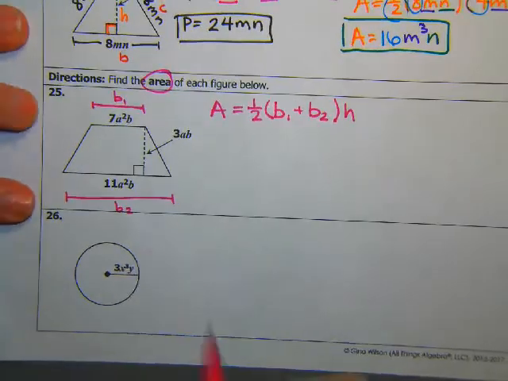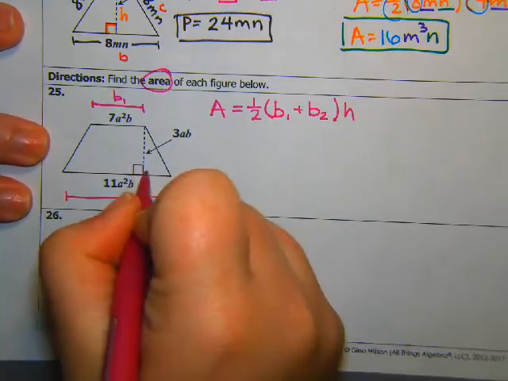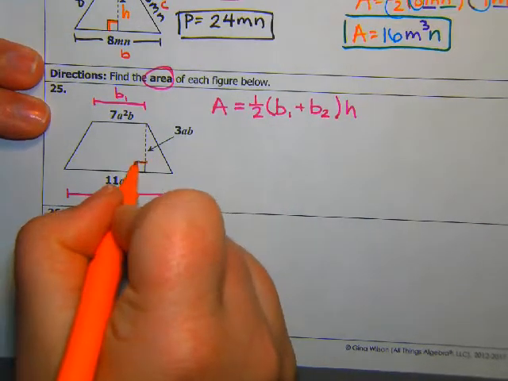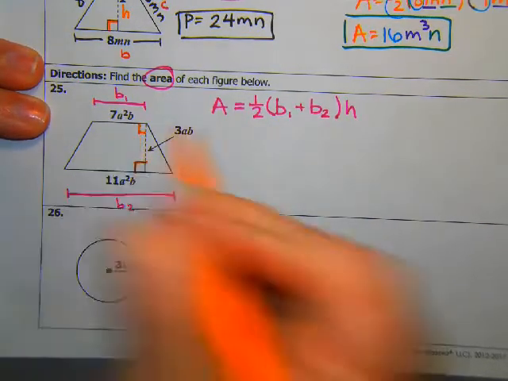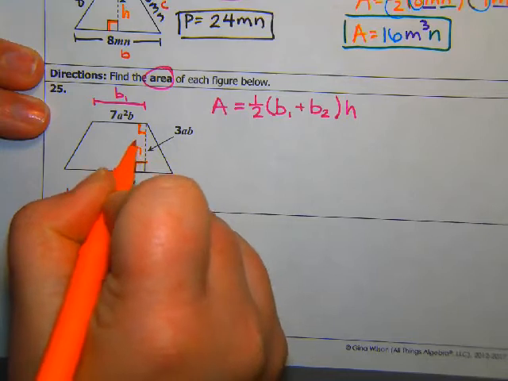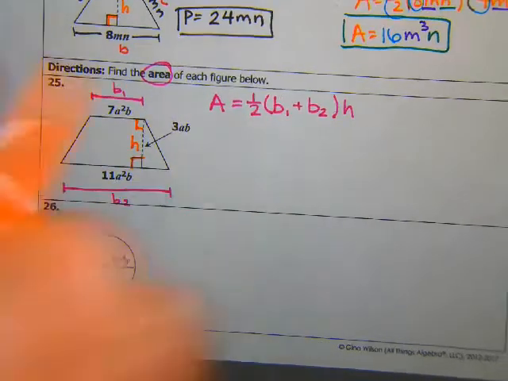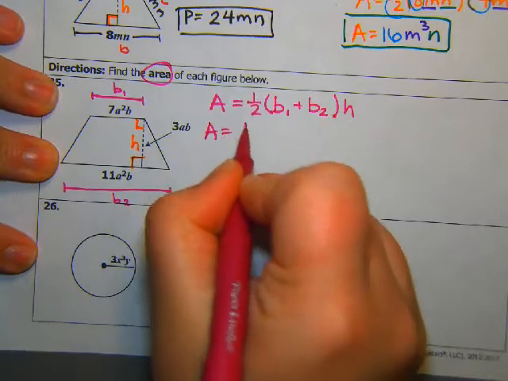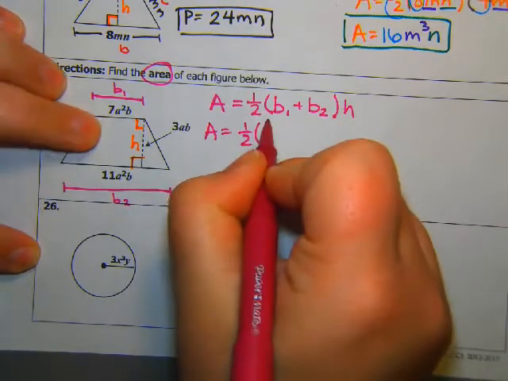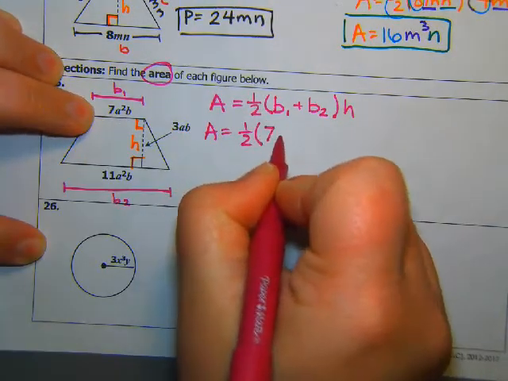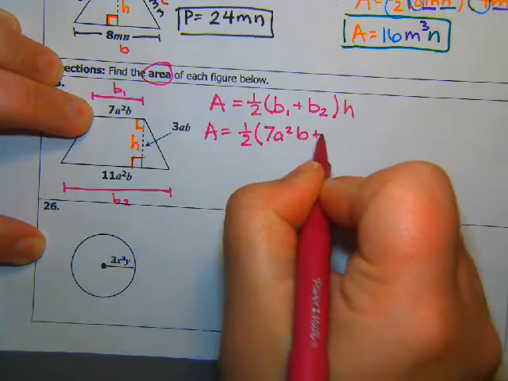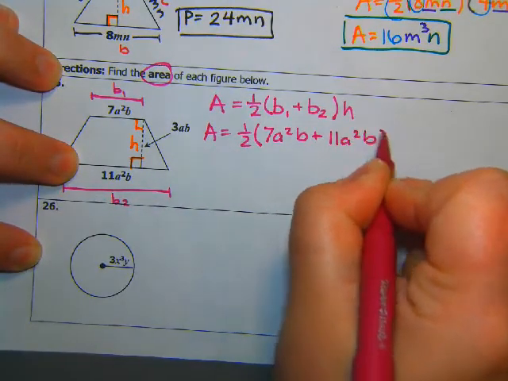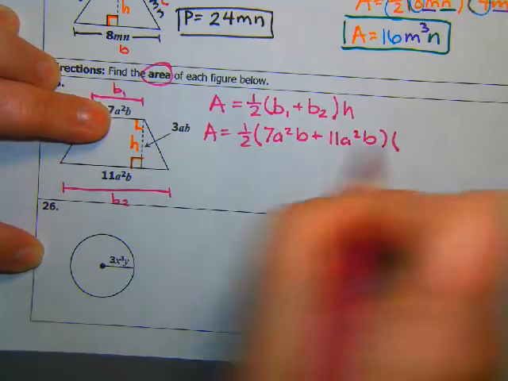All right, so now we also want our height. Our height, remember, it has to be perpendicular to the base, and it actually is perpendicular to both of those. Not super important right now, but that's my height. Okay, great. So now I know the area is 1/2, parentheses, base 1. Base 1 is 7a squared b plus base 2, which is this one down here, 11a squared b, and then times the height, which is 3ab.